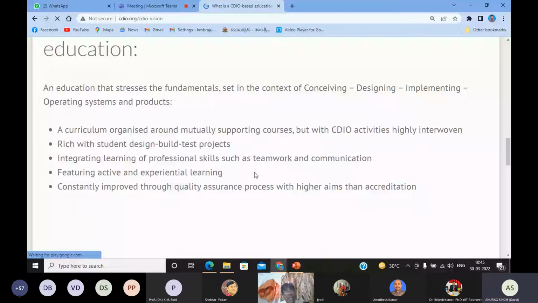Can anybody read for me these 5 points? It's written, sir: an education that stresses the fundamentals set in the context of conceiving, designing, implementing, operating systems and products. First point is a curriculum organized around mutually supporting courses, but with CDIO activities highly interwoven, rich with student design build test projects, integrating learning of professional skills such as teamwork and communication, featuring active and experimental learning, and constantly improved through quality assurance process with higher aims than accreditation.